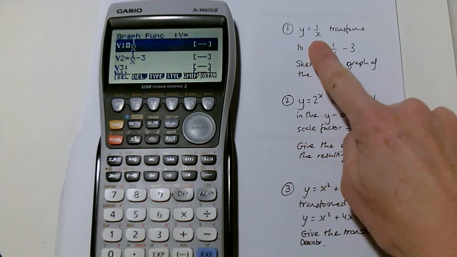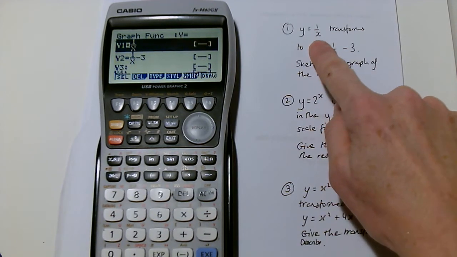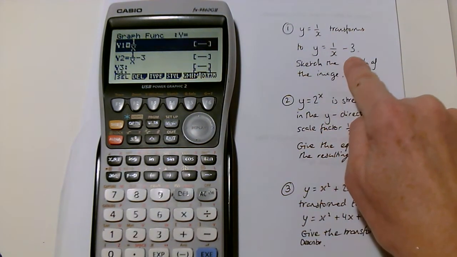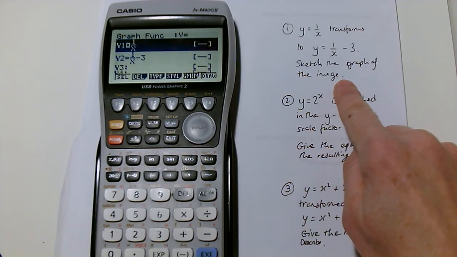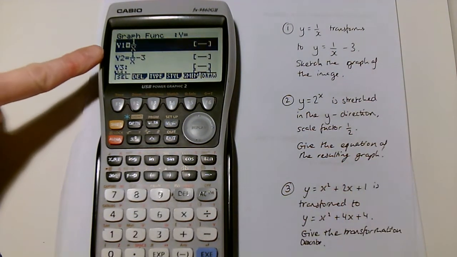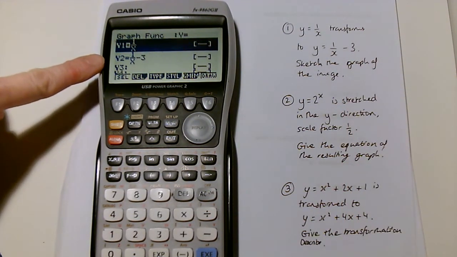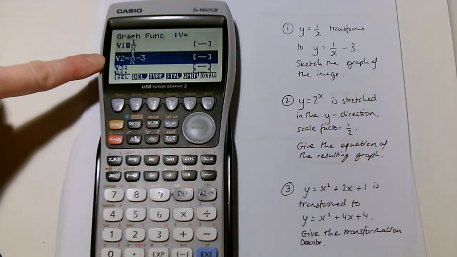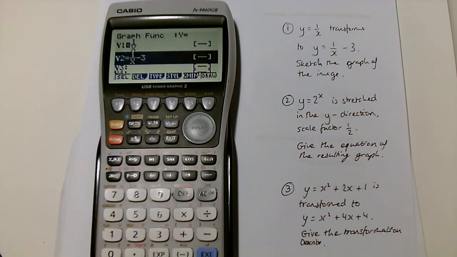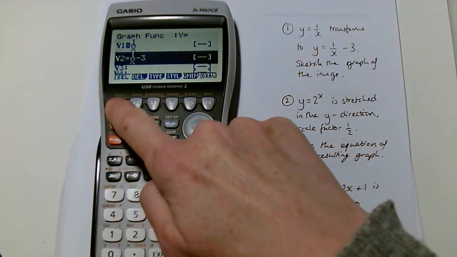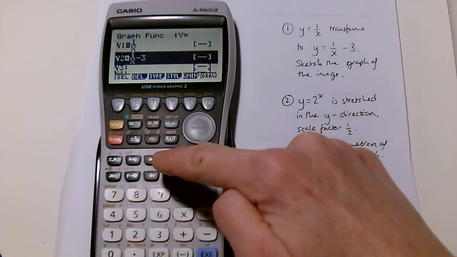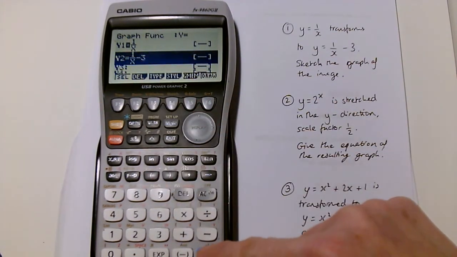So my first question here says that y is 1 over x transforms to y is 1 over x take away 3. Sketch the graph of the image. So I've typed in y equals 1 over x, and I've typed in y equals 1 over x take away 3. I can draw them both. Now just to remind ourselves, this select button allows me to select both graphs. I'm just going to draw one first.